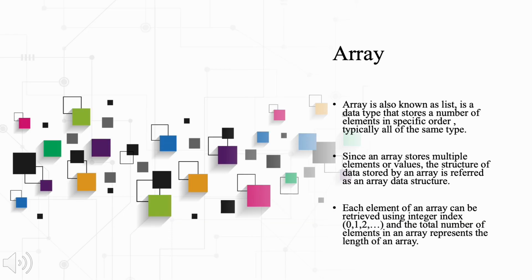What is an array? An array, also known as a list, is a data type. It's a data type that stores a number of elements in a specific order, typically all of the same type. Since an array stores multiple elements or values, the structure of data stored by an array is referred to as an array data structure. Each element of an array can be retrieved using an integer index such as 0, 1, 2 and so on, and the total number of elements in an array represents the length of the array.